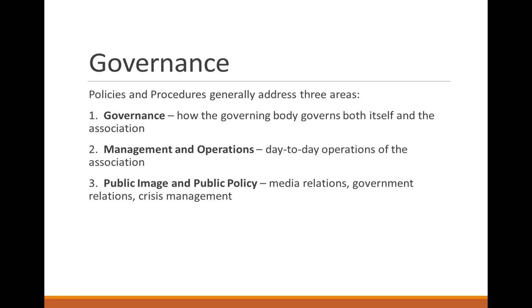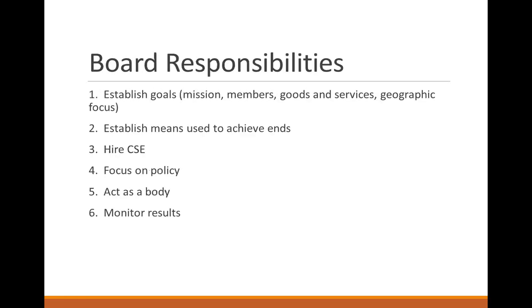Policies and procedures generally address three key areas: governance, so how the governing body governs both itself and the association. Management and operations, so day-to-day operations of the association. And then third is public image and public policy, so media relations, government relations, and of course crisis management.